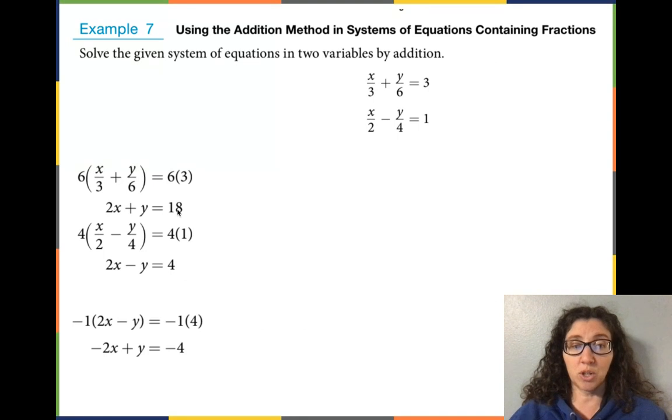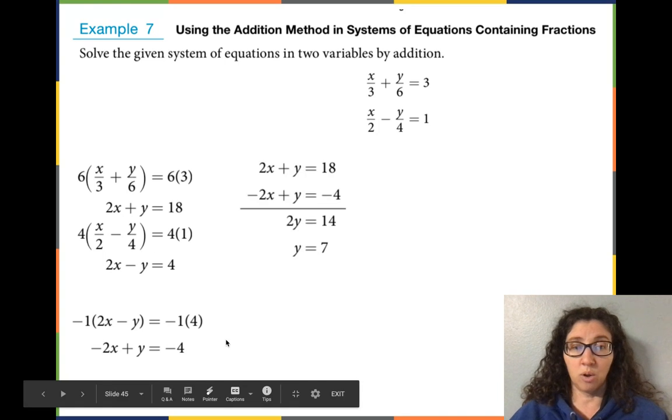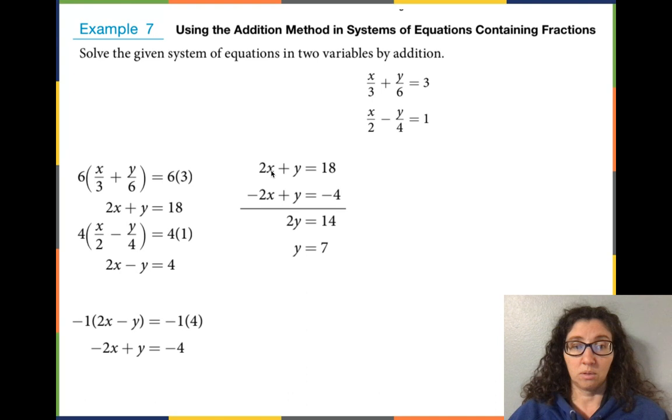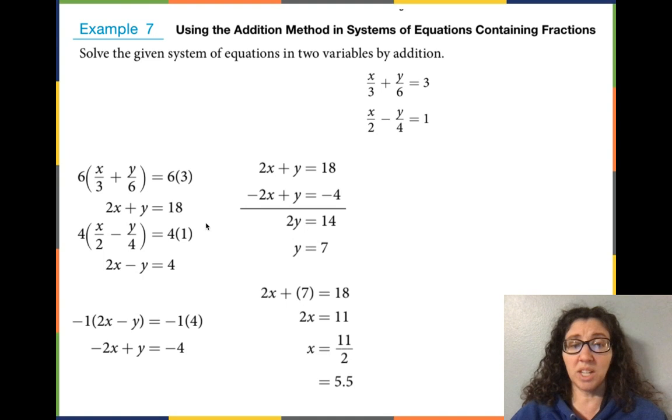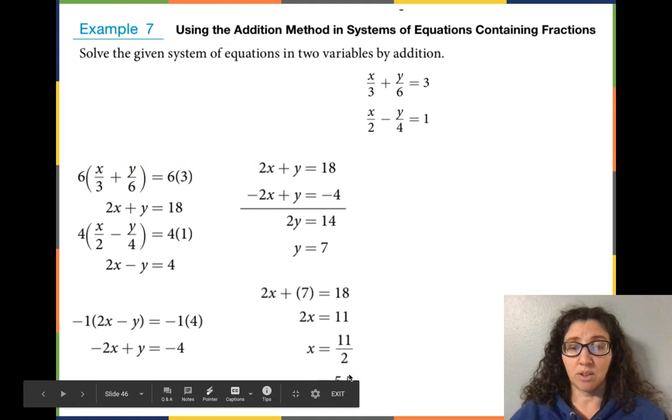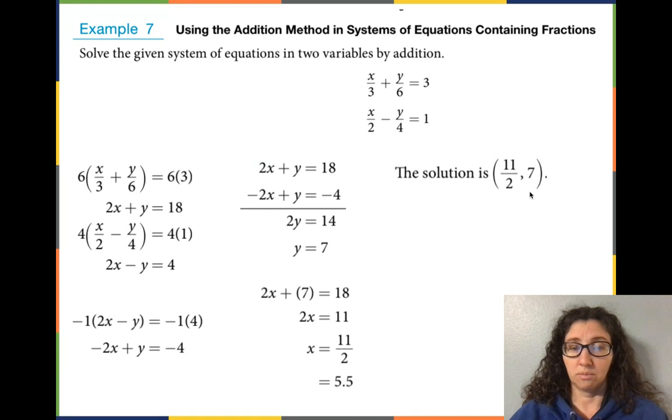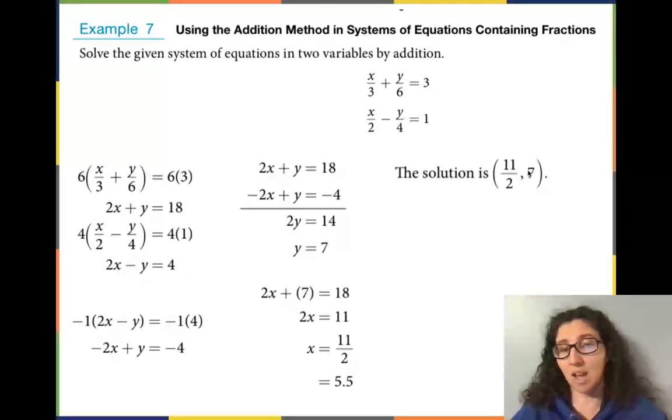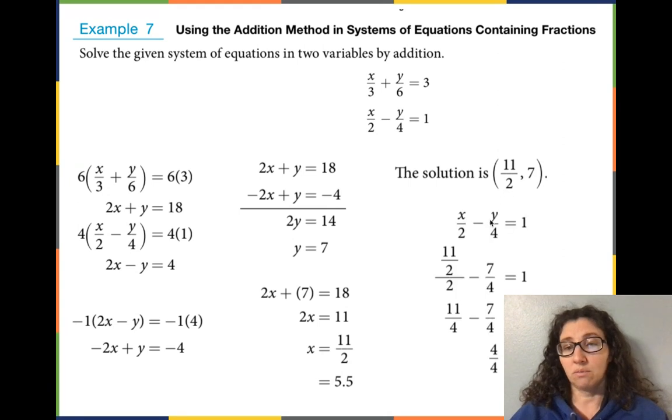So then we have this system of equations. They multiply the second equation by -1, so 2x plus y equals 18. This second equation they've multiplied by -1 so that they can use addition and eliminate the x variables, right? So we get y equals 7. We choose either of the equations and solve for x, and they write x, instead of 5.5, as 11 halves. Our y value is 7. We can plug those into our original equations to make sure that we've done all the math right.